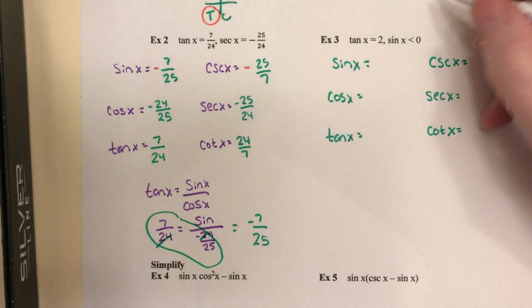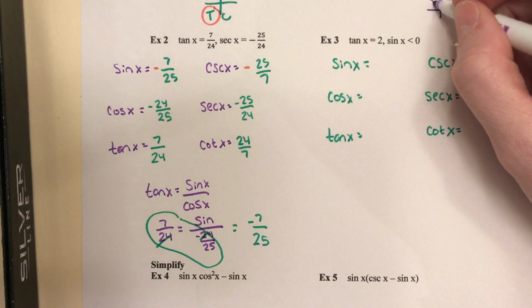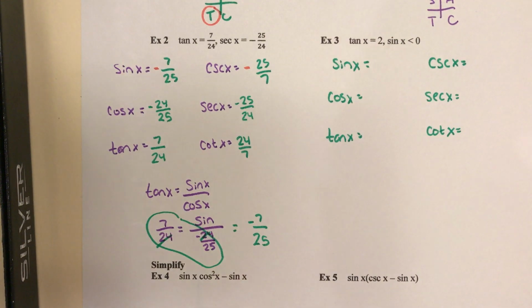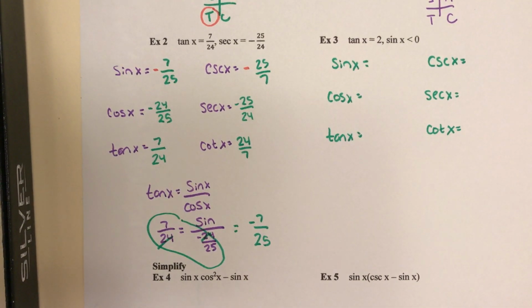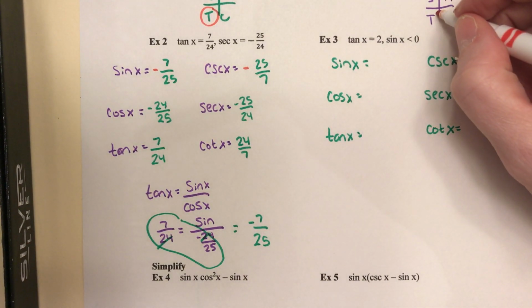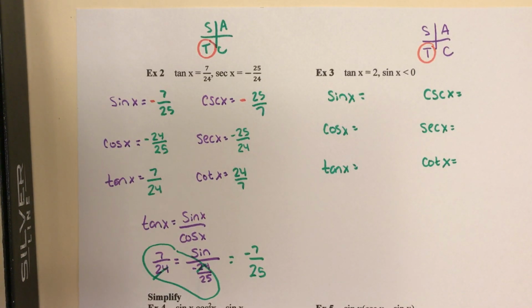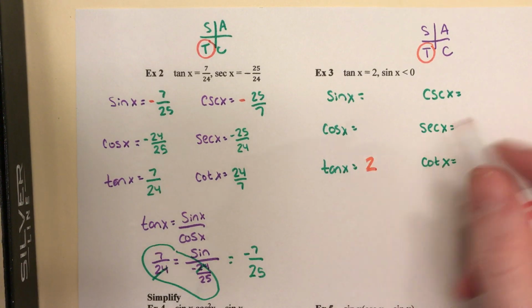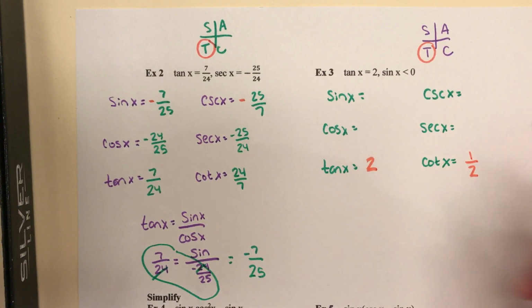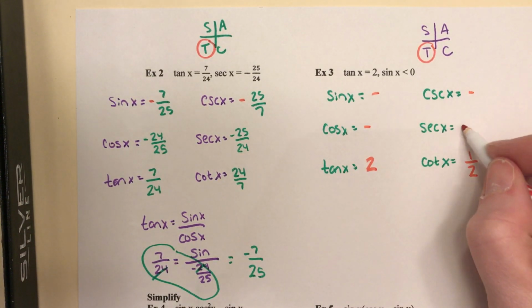Okay, so let's figure out what quadrant we're working in. All students take calculus. So we're looking, again, tangent is positive, sine is negative, so we've got to be in the third quadrant again. Okay, so I know tangent is 2. Cotangent would be 1/2. All of the others would be negative.